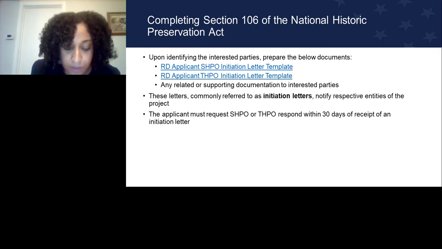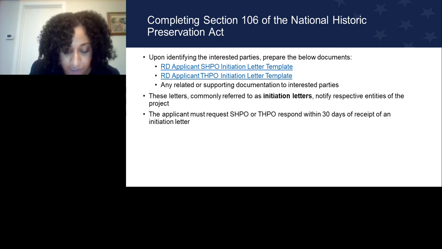Initiation letters are essentially project descriptions and information about the project location so that SHPO and THPO, or State Historic Preservation Officers and Tribal Historic Preservation Officers, may check their internal databases to see if there are sites of concern near the project area. We ask that the applicant request a response to their letter within 30 days of receipt, but this is not a requirement of 36 CFR Part 800, the implementing regulations. We ask for a response within the 30-day window so we can proceed to the next step in the process.